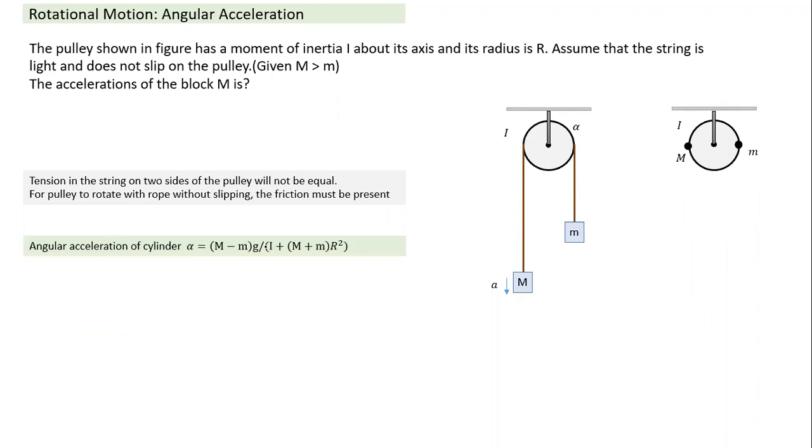For angular acceleration, first I calculate the torque here. What is the torque here? Torque is equal to (M minus small m) g into R. And what is the moment of inertia? The moment of inertia is the moment of inertia of the cylindrical drum, plus the moment of inertia of these masses, which will go to M into R square plus small m into R square. That's the equation.